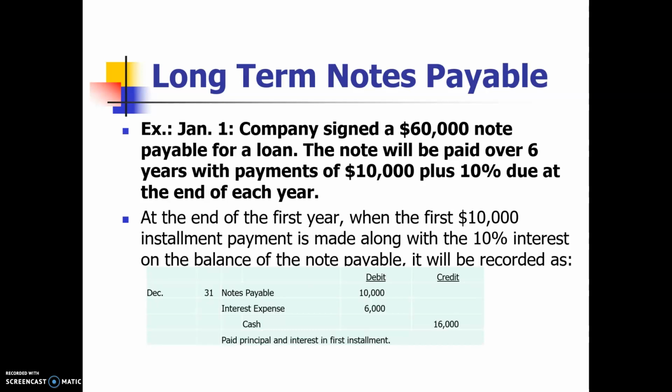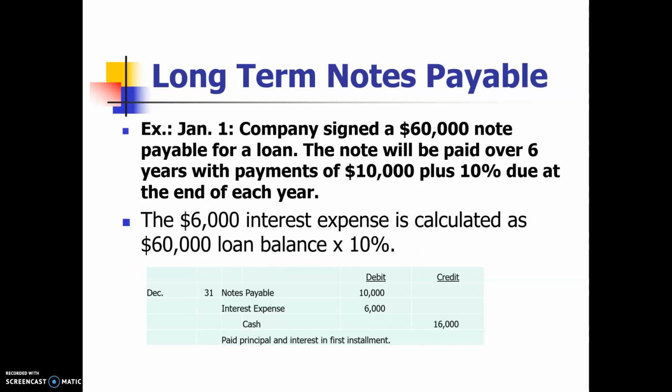All right, at the end of the first year, we have to make the first $10,000 installment, and we have to pay 10% interest on the outstanding balance of $60,000. So this is how we'll compute the interest. We'll take $60,000 times 10%, and that'll give us a $6,000 interest expense for 1 year. So the payment we're going to have to make at the end of 1 year is a $10,000 installment plus $6,000 in interest. Debit notes payable $10,000, debit interest expense $6,000, credit cash $16,000.